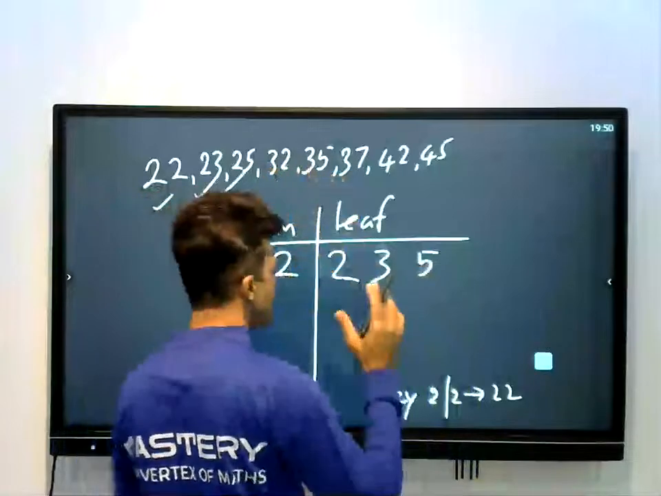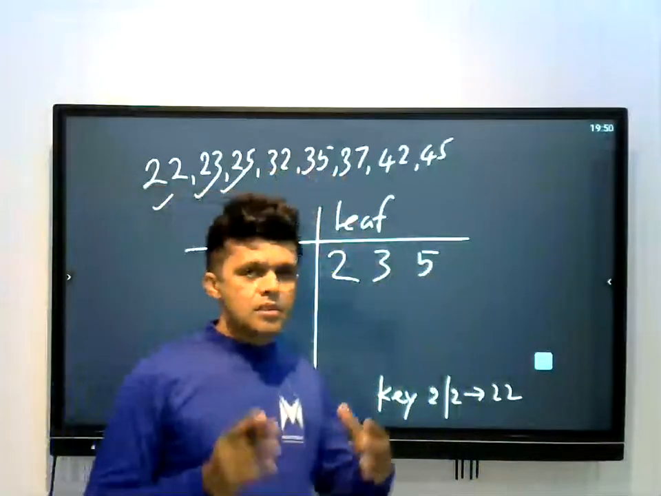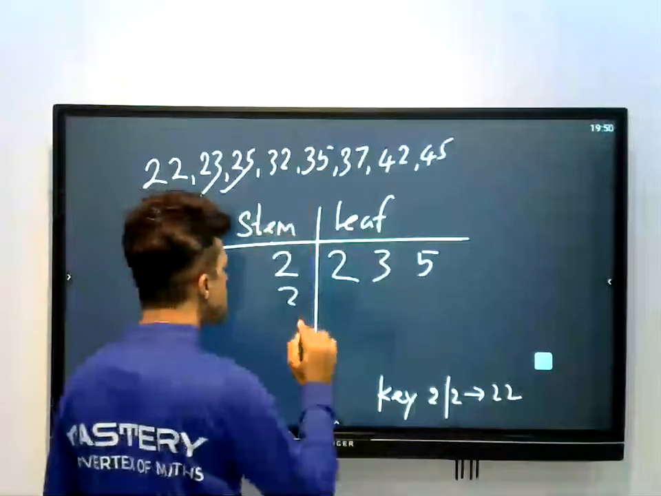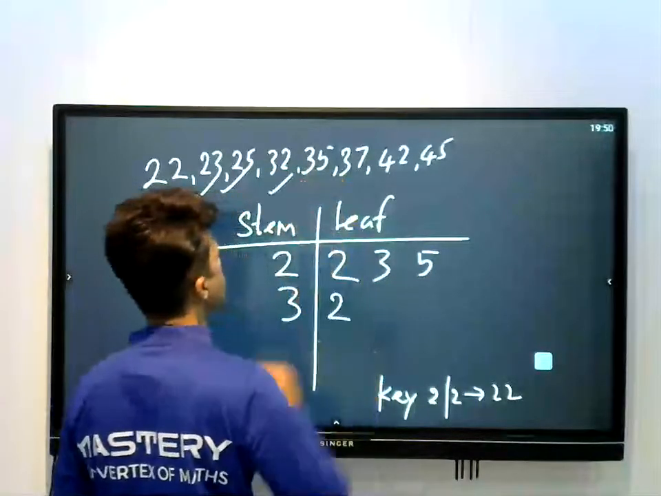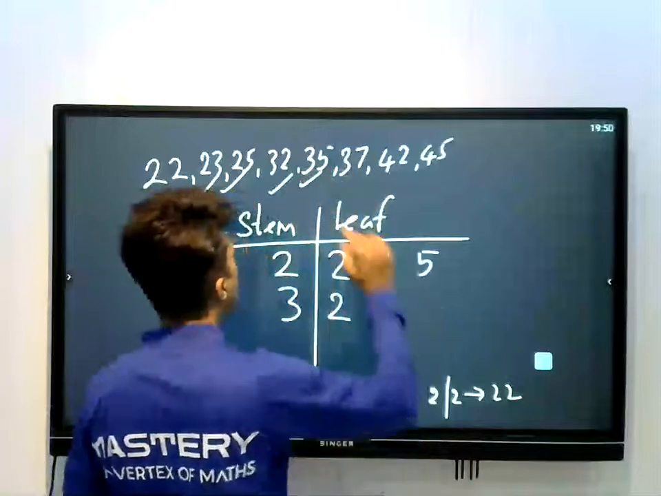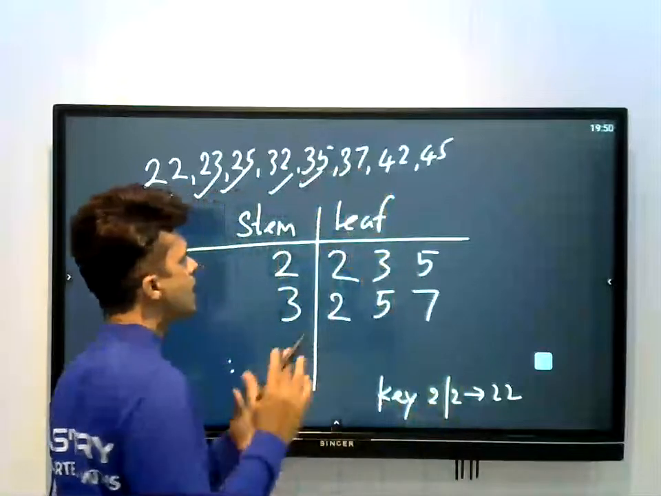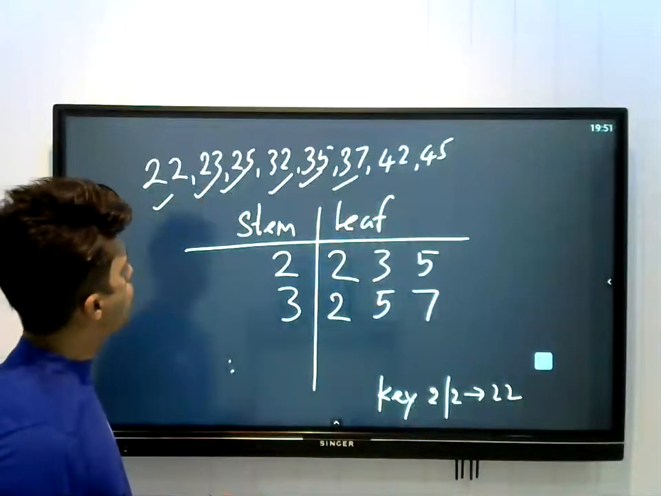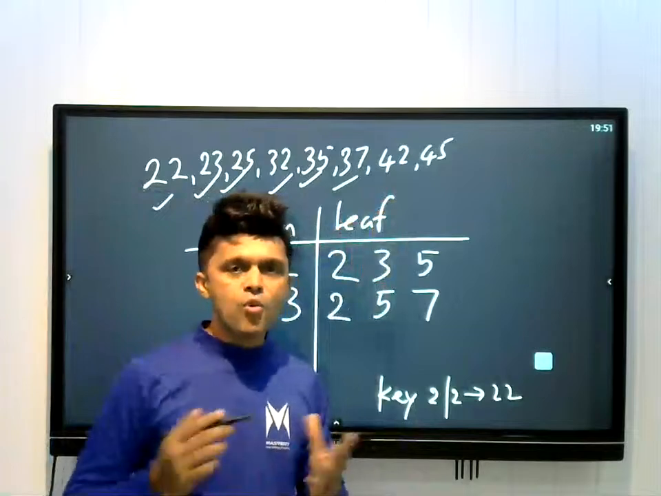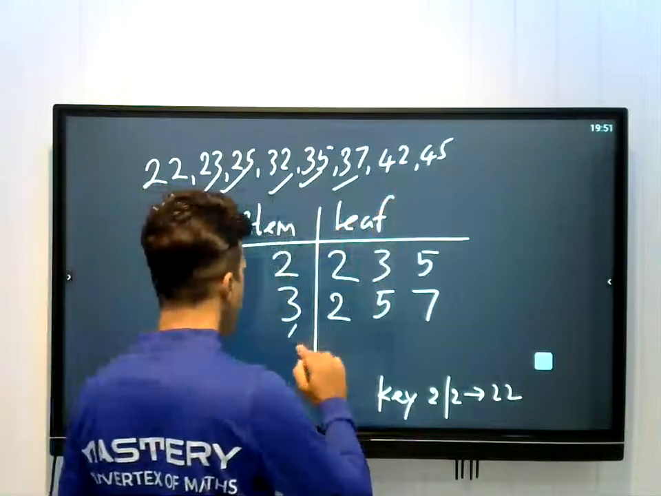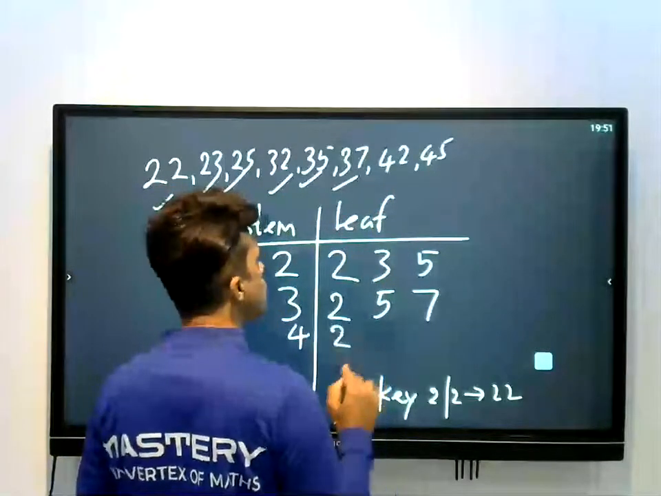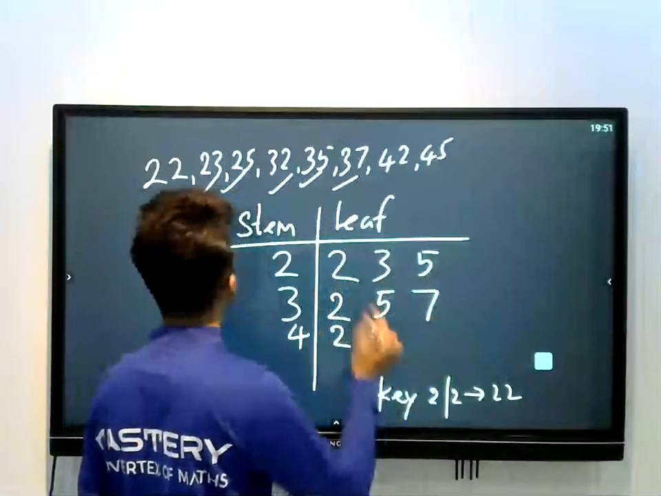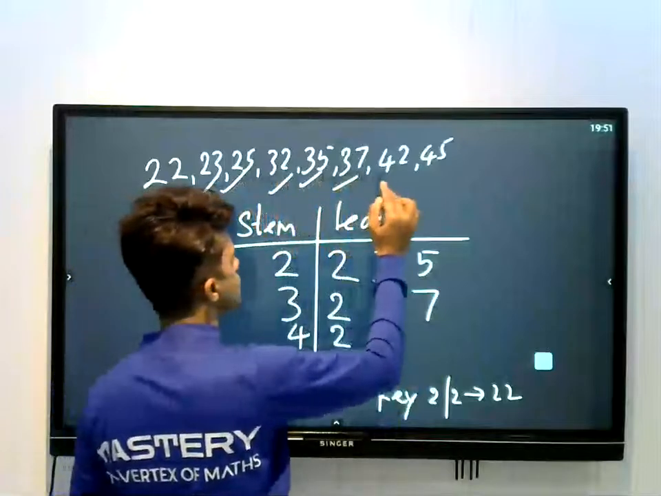After that, the other one started from the digit 3, so 3, then 32. Then after that, 35. After that, 37. Then the other data we entered, 42, started from 4. So 4, 42. The other one, 45. 1, 2, 3, 4, 5, 6, 7, 8.